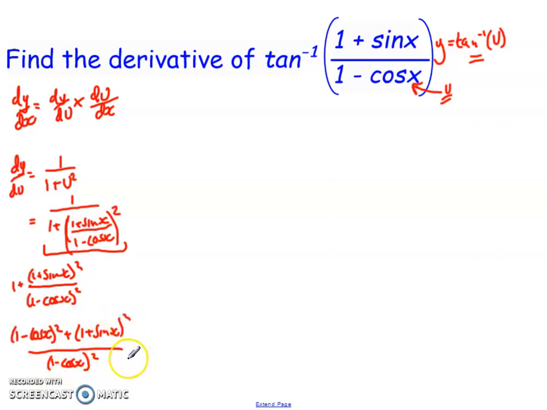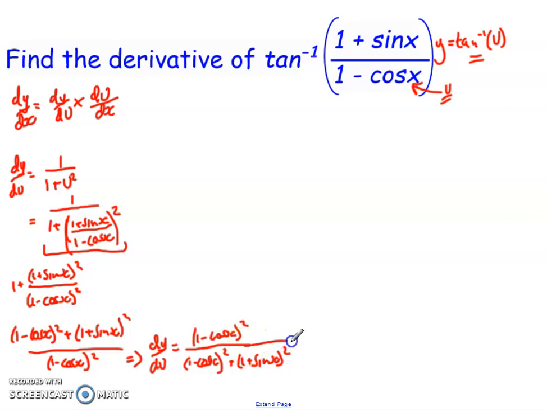So in order to get that, we flip the fraction round, and what I'm able to say then is that part, what would have been the dy by du, is equal to (1 minus cos x) squared over (1 minus cos x) squared plus (1 plus sin x) squared. So there's the first part there. Oof, that's a fun looking fraction.